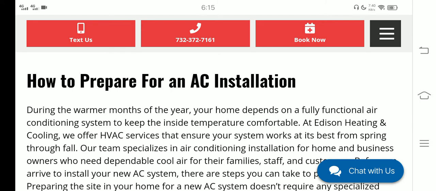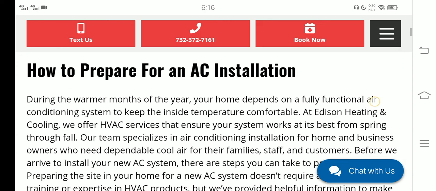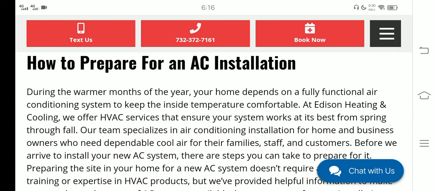Your home depends on a fully functioning air conditioning system to keep the inside temperature comfortable. At Additional Heating and Cooling, we offer HVAC services that ensure your system works at its best from spring through fall. Our team specializes in air conditioning installation for home and business owners who need dependable cool air for their family, staff, and customers.